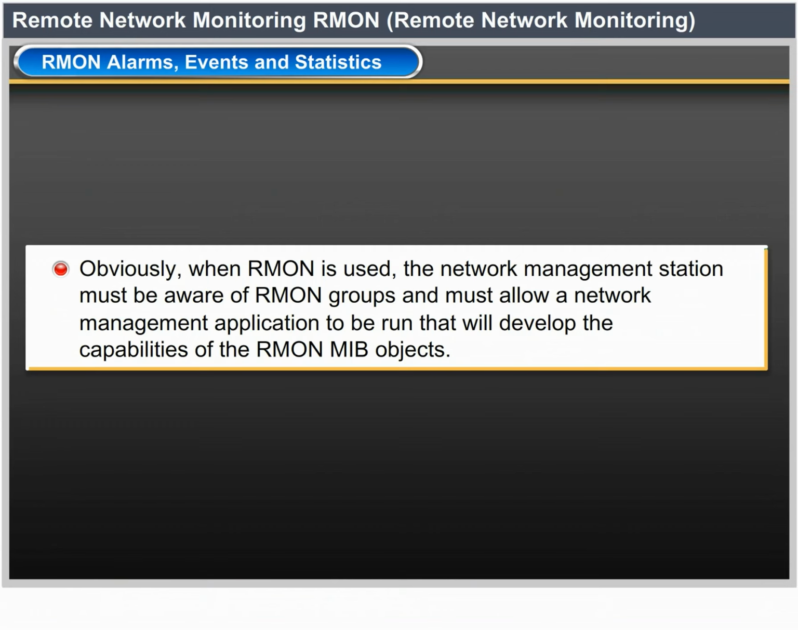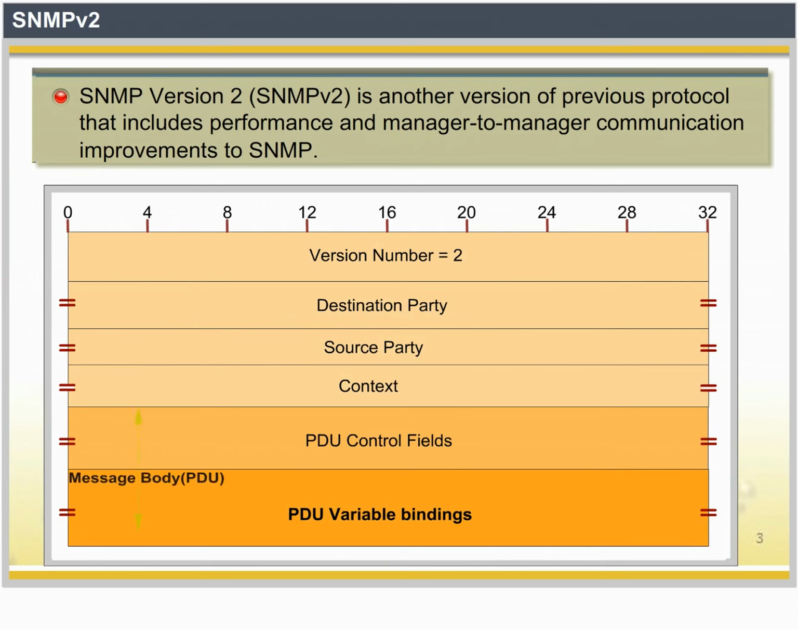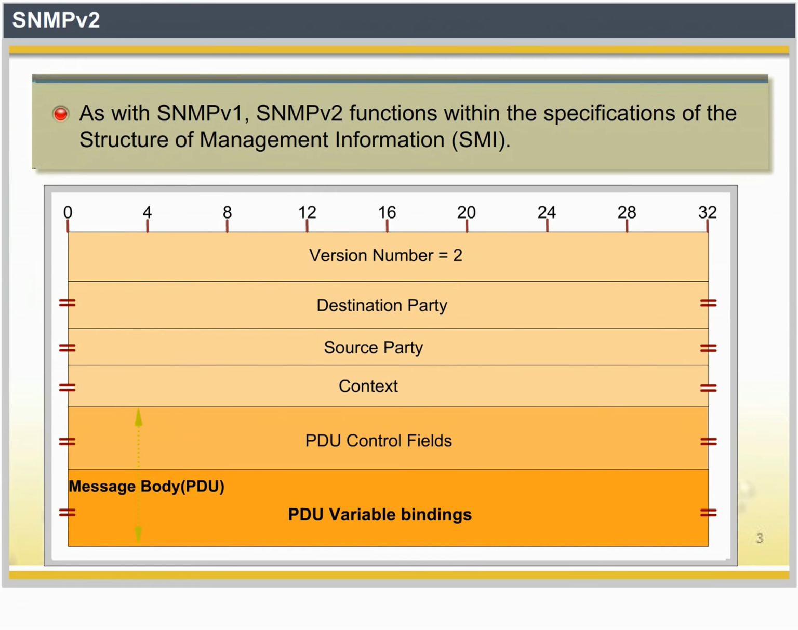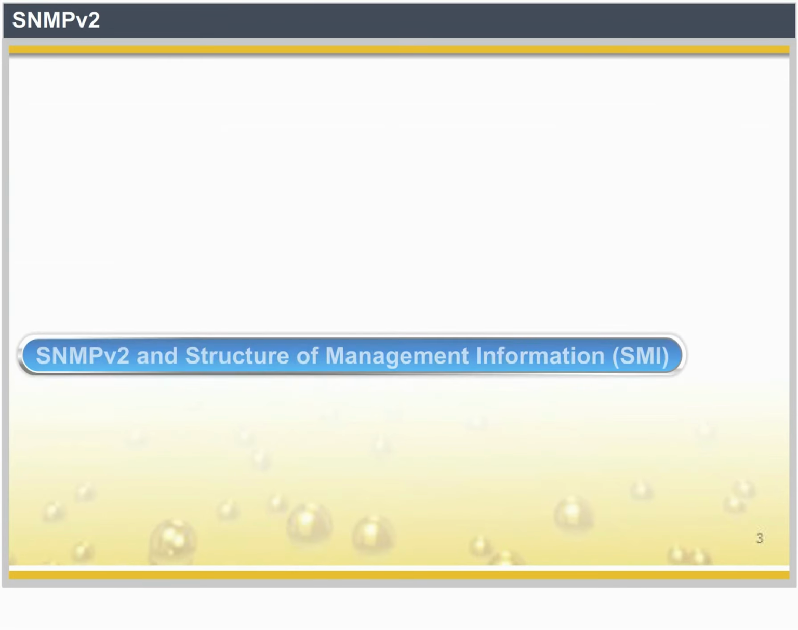SNMP v2. SNMP version 2 or SNMP v2 is a revised protocol that includes performance and manager-to-manager communication improvements to SNMP. As with SNMP v1, SNMP v2 functions within the specifications of the Structure of Management Information or SMI. SNMP v2 offers a number of improvements to SNMP v1, including additional protocol operations. SNMP v2 and Structure of Management Information or SMI.